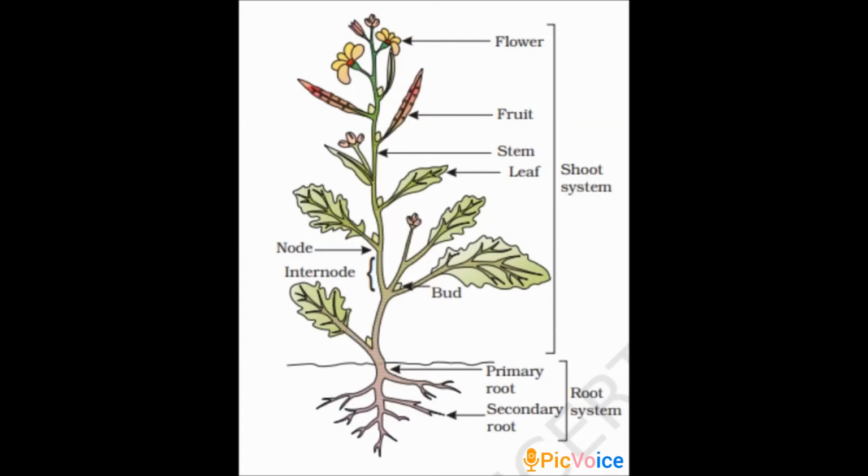So this is about the classification of plants. It is mainly classified into two systems, the root system and shoot system. The root system covers primary root and secondary root. The shoot system covers flower, fruit, stem, leaf, bud. These are the parts that root system and shoot system cover. From the image, you can easily identify it. Now we'll discuss about root system.